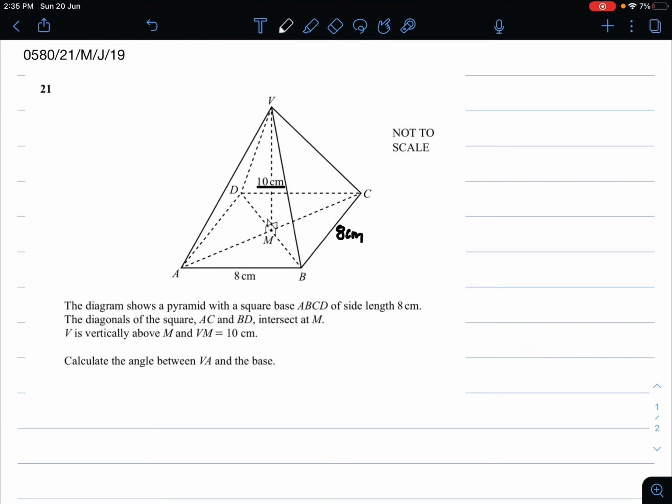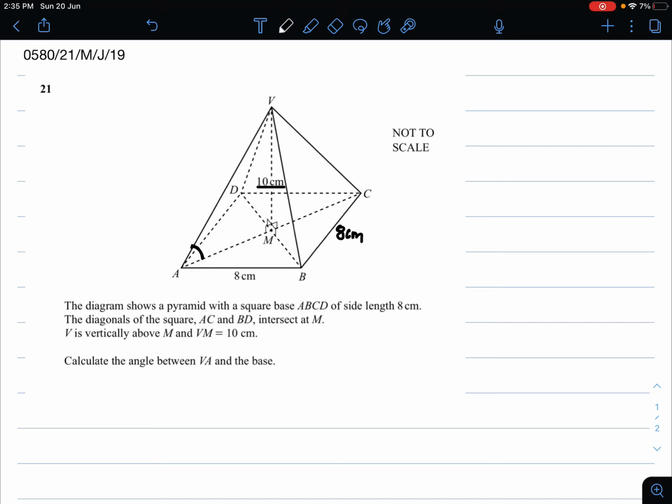Calculate the angle between VA and the base. So that is this angle. This angle. So let's do that.